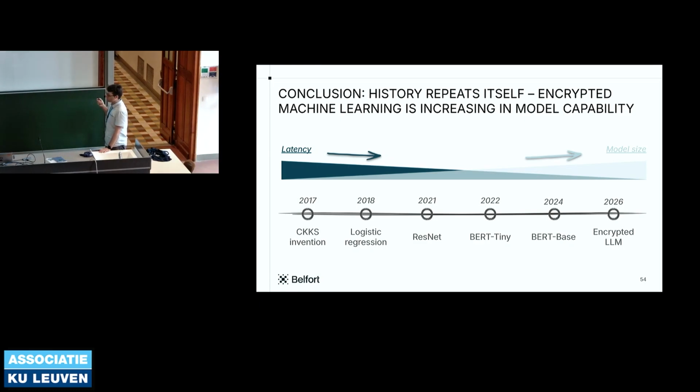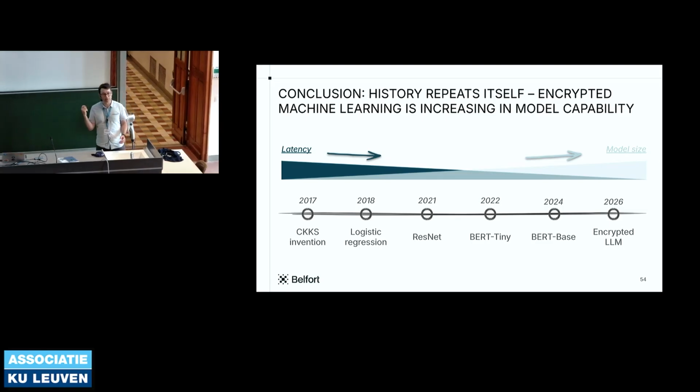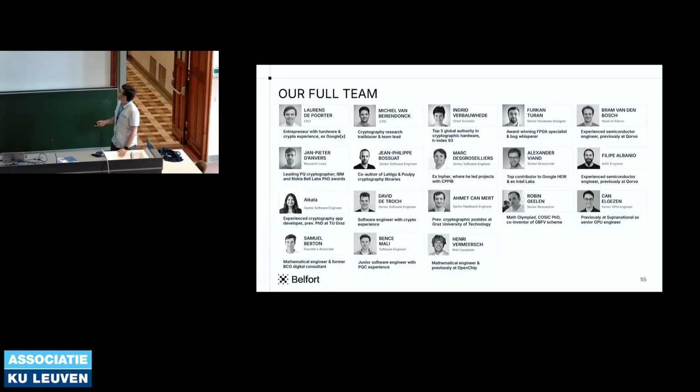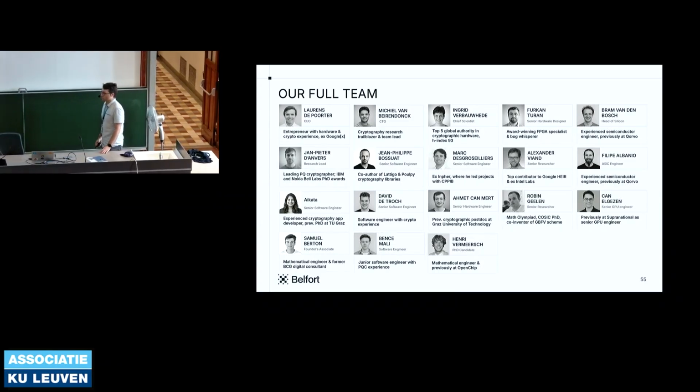And to be able to do this, if you remember my benchmark slide from the beginning, to be able to go from 2 or 3 hours down to 300 milliseconds, we really need to make improvements all across the stack. And to be able to do this, we need expertise at many different levels. That's us, that's Belfort, and that's what we're working on. We want to make FHE go fast so that it can be used in more cases.